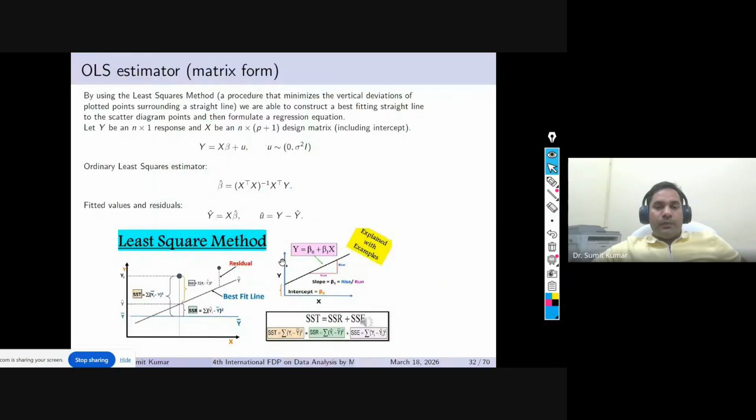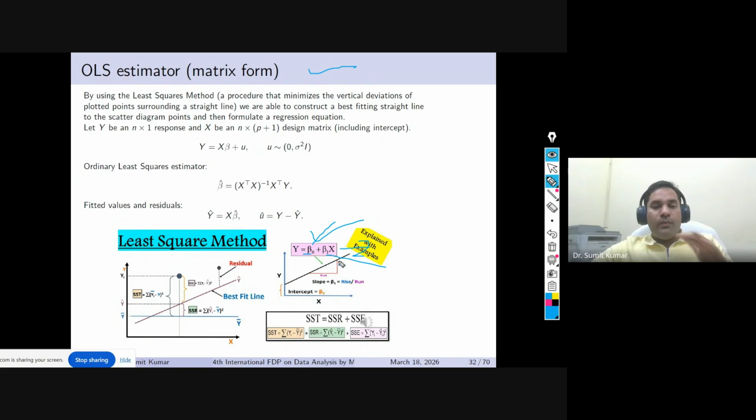So the same procedure we have shown here. This is basically the simple linear regression or the OLS method we first discussed here. This is the simple line method, the linear equation you can say. Beta naught is the intercept, and beta one is the slope.